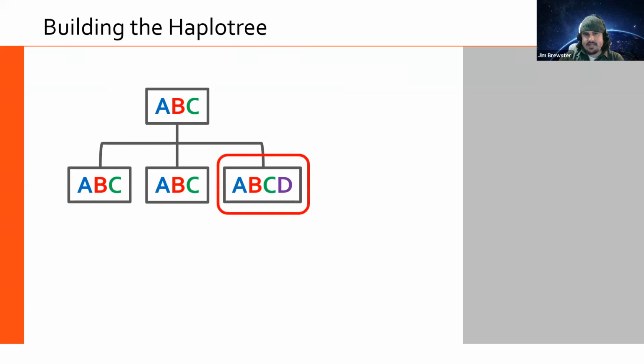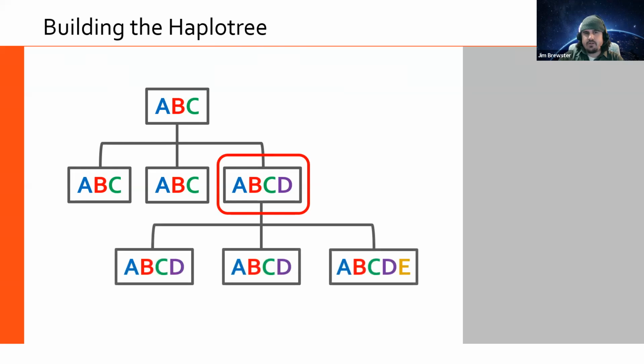So then we highlight this. And then let's say this person goes on to have 3 descendants of their own. They pass on A, B, C, and D. And then they have one descendant that passes on this extra E. Now, we know that these A, B, C, D people are descendants of A, B, C, D and not A, B, C, because they have that extra D.